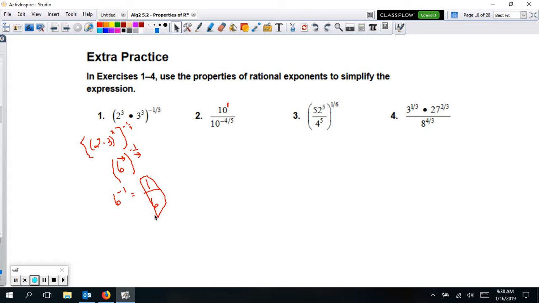So the 6 goes at the bottom, becomes a positive 1 exponent, leaves this empty space on the top. You always want to fill that in with 1. This one's got the quotient here of some powers. Each of these would be powers, 10 to the 1st power. I put a 1 there just to show that that is a power of 1. And since they have the same base, we can subtract these exponents.